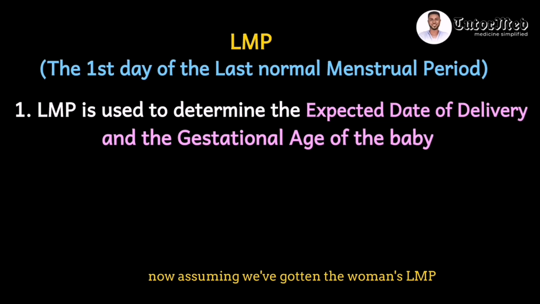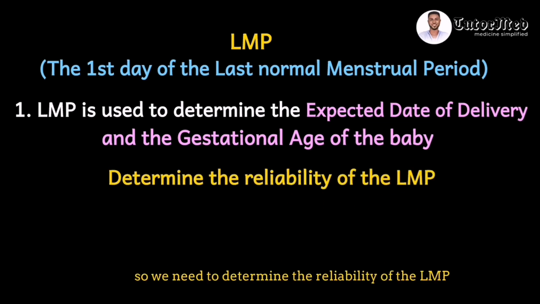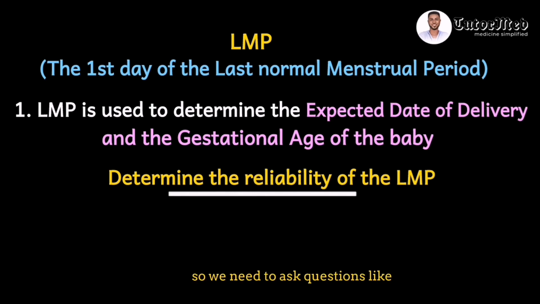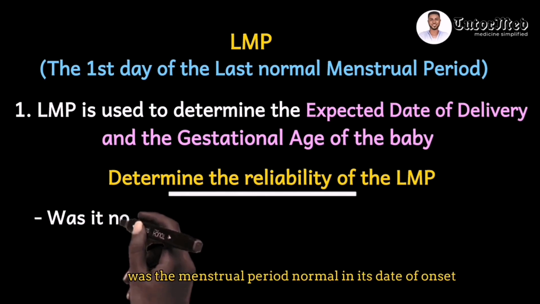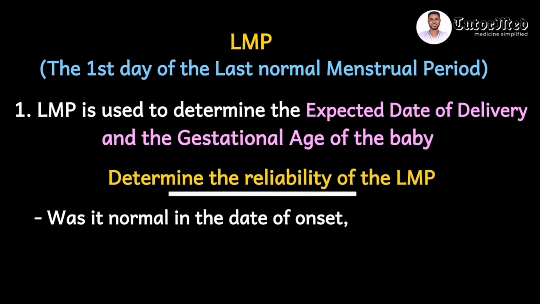Now, assuming we've gotten the woman's LMP, like I said, it is used to determine the expected date of delivery and the gestational age, and so we need to know whether we can rely on the LMP. So we need to determine the reliability of the LMP. So we need to ask questions like, was the menstrual period normal in its date of onset, duration of flow, and the amount of flow?